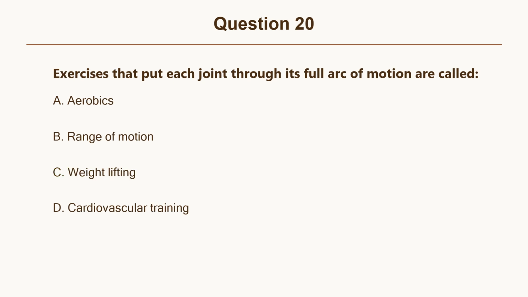Question 20. Exercises that put each joint through its full arc of motion are called: option A, aerobics; option B, range of motion; option C, weightlifting; option D, cardiovascular training. The correct answer is option B, range of motion.